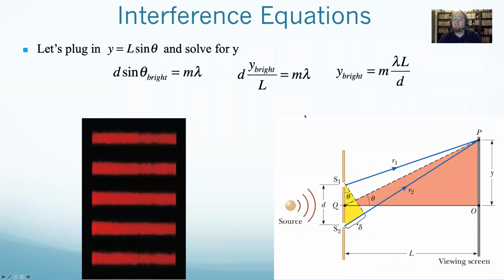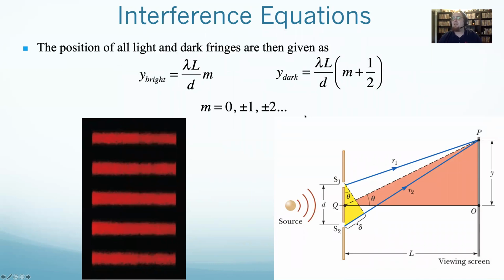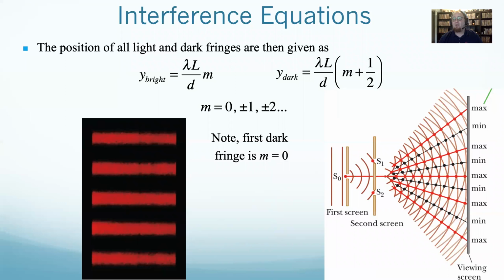Now this is just the equation for bright. But I can just as easily get the dark equation. I can do the same derivation, I'm not going to bother doing it again. And this will tell me where every bright spot happens, where every dark spot happens. The first bright will happen when m equals 0, and the first dark will happen when n equals 0 on the other equation. Any questions?